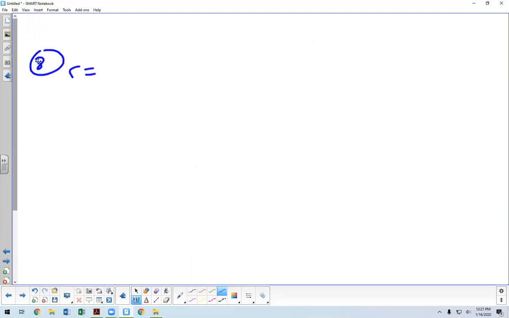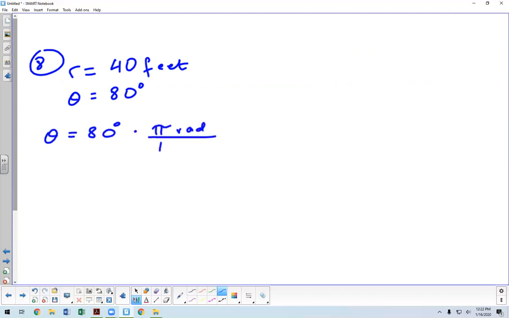Okay, so they're telling us for number 8, the sprinkler sprays water over a distance of 40 feet. So that's going to be our radius. And the angle it rotates through is 80 degrees. So the first thing, of course, you're converting that into radians. Since we're converting it to radians, pi goes on the top. 180 degrees will go on the bottom. And you're just reducing that fraction down. So 80 divided by 180, what does that come out to?